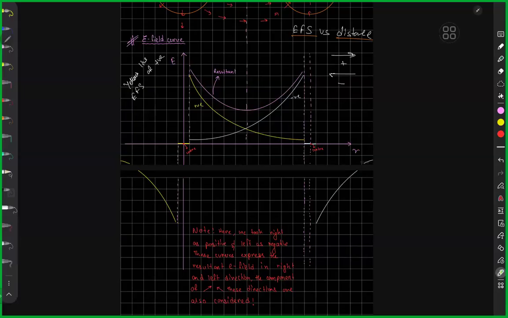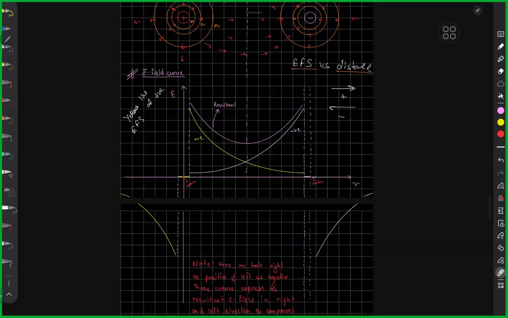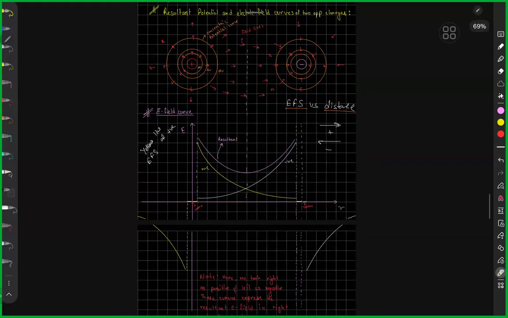No worries. So basically, till now, I have established what the yellow line represents and what the blue line represents. The yellow line represents the electric field strength of the positive charge, and the blue line represents the electric field strength of the negative charge, individually.